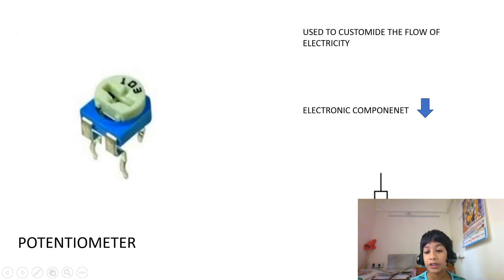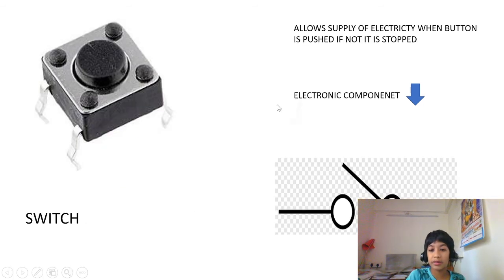This is a potentiometer. A potentiometer is used to customize the flow of electricity. So the spelling of customize is wrong, sorry. The electronic symbol is this one. So here you can reduce the flow and increase the flow of electricity. So you keep it full, you see that the LED will be glowing high, and you reduce it, it will be glowing dim.